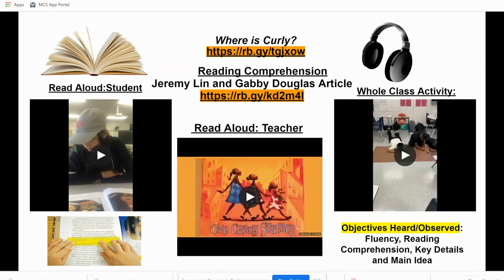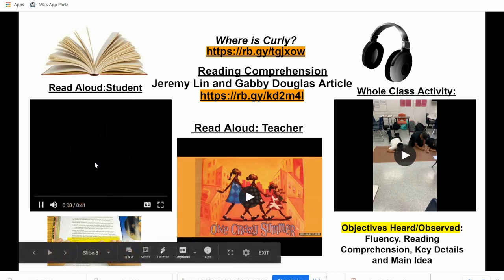Another strategy that I use in the classroom is taping my students. So as you can see, I have a student, a young girl right here who is sitting in front of a book, and I have her read to me. I do this as a reading record to see her ability to read the words with fluency.